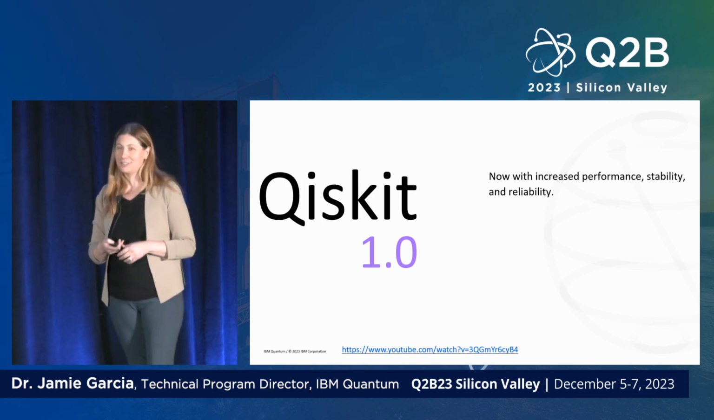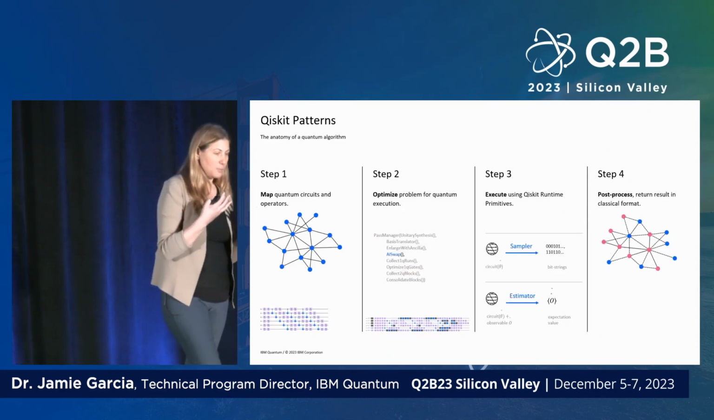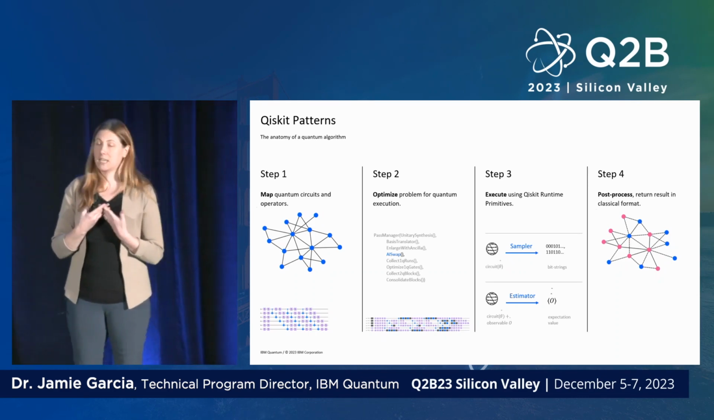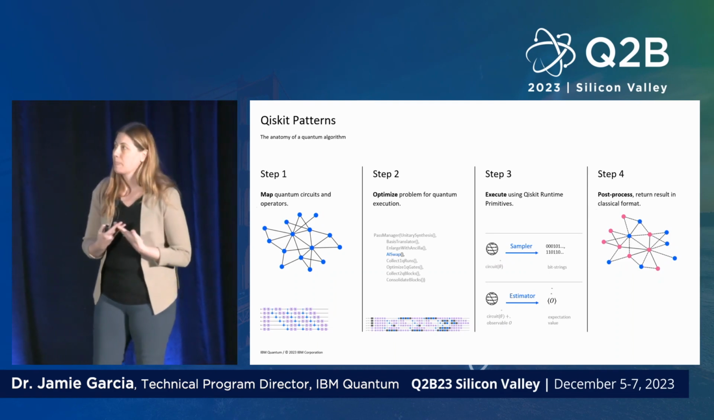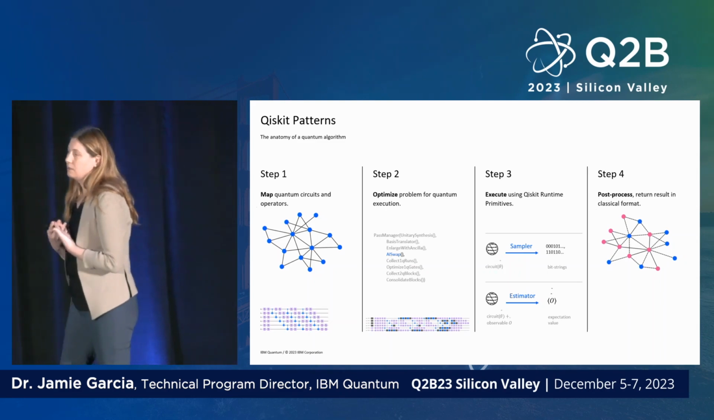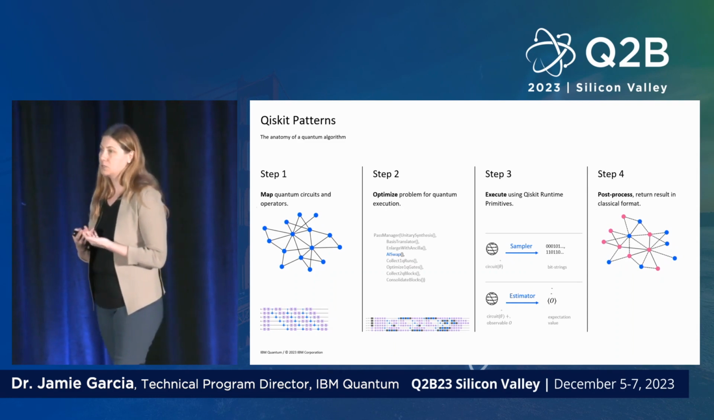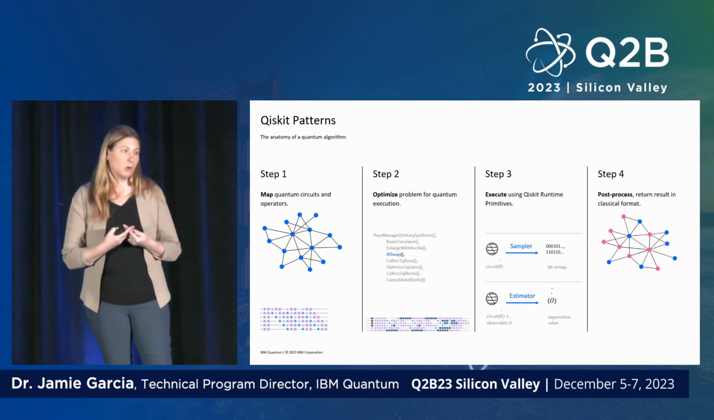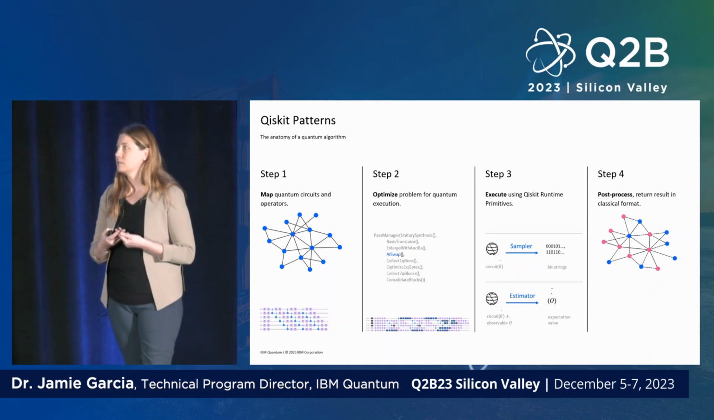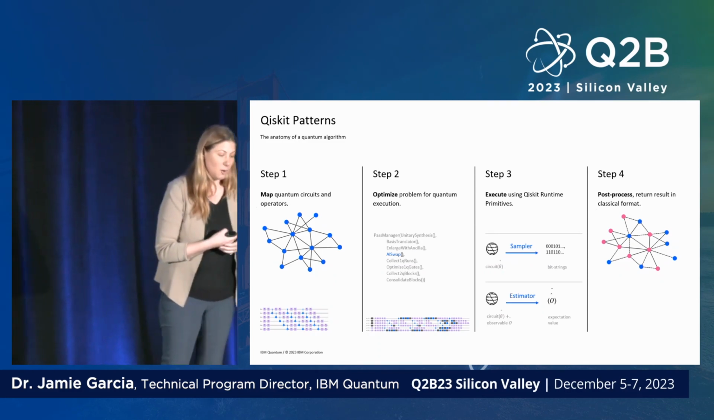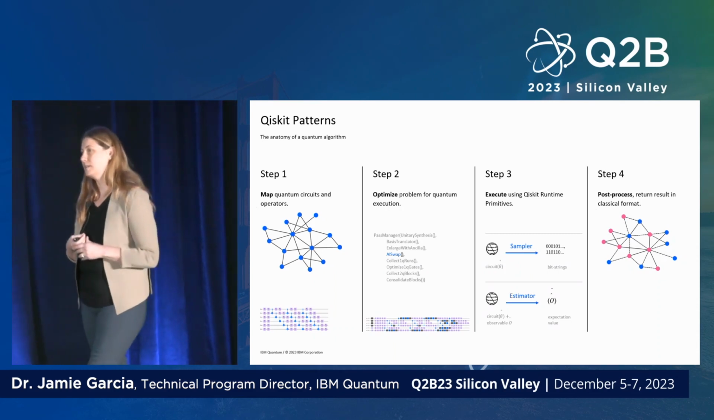But I can also tell you that the team is extremely excited about this. With Qiskit 1.0, the other piece that comes with this is that we're talking about it in terms of Qiskit patterns. Basically, it takes any problem and decomposes it into 4 different steps. In the first step, where you map quantum circuits and operators, some of the improvements in Qiskit 1.0 are that you start having the capabilities for dynamic circuits. We've improved our memory requirements as well, versus previous versions. In step 2, optimize the problem for quantum execution. This is really talking about the transpiler and optimizing it for our backends.